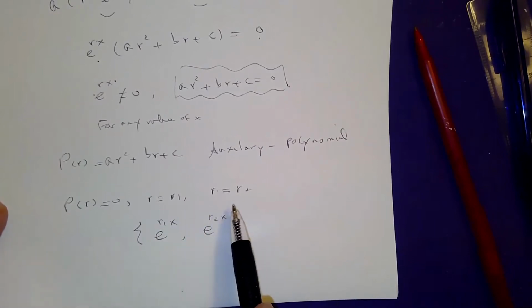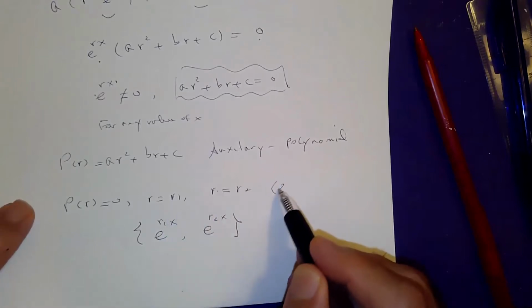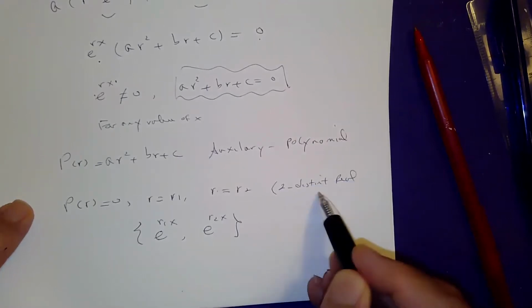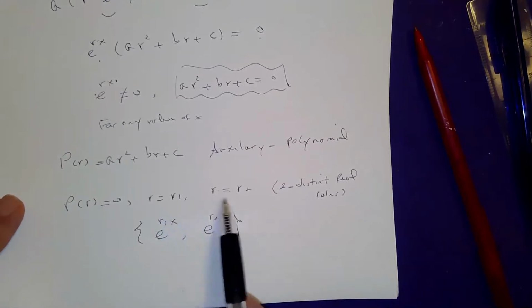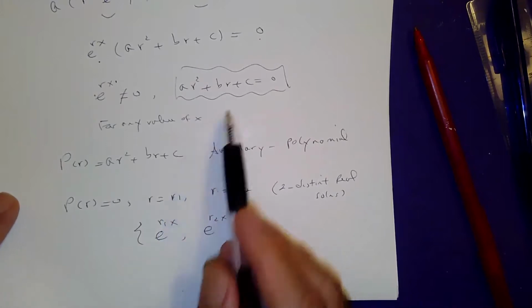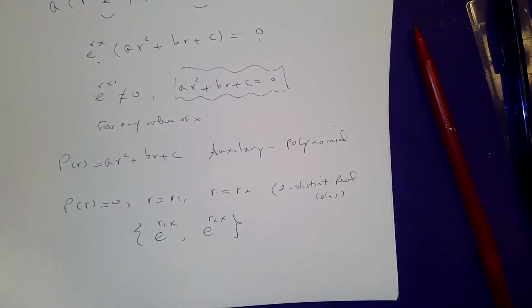But in this case, tonight, I'm just going to focus on two distinct, that means different, real solutions. Next time, we will see what happens if these are repeated solutions. And then what if the answer comes up complex? What if the solution is imaginary? How would that affect the solution?